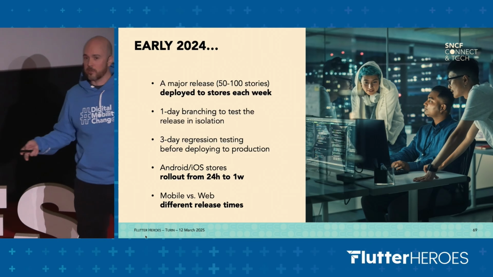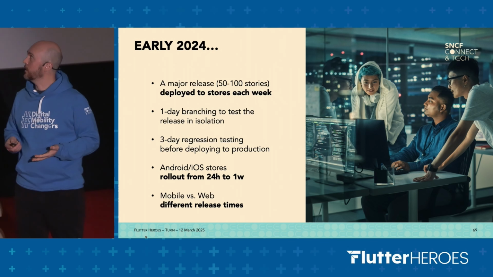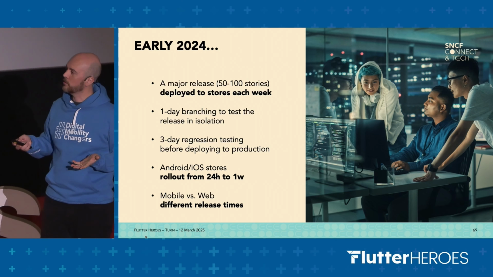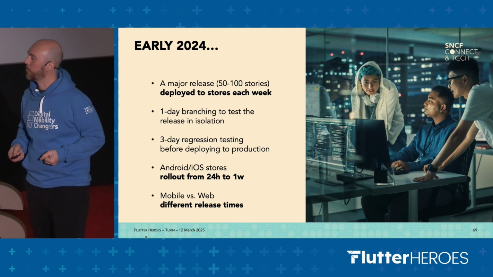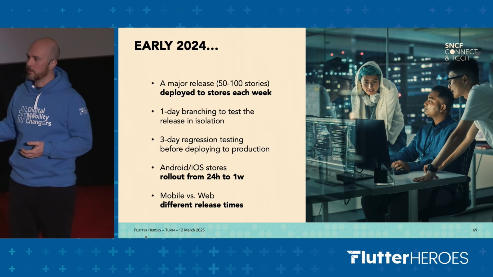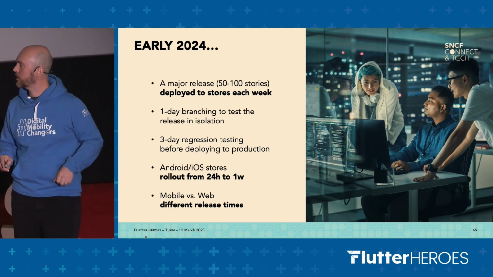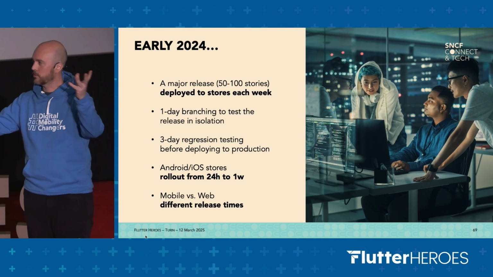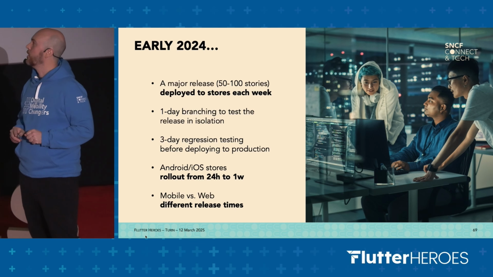At the beginning of last year, we had, and we still have, 50 to 100 stories and changes to push to production each week. They were deployed once a week. It took us 1 day to branch out, 3 days to test everything, because it was too risky to put 100 stories and just push to production. We had to test everything again.